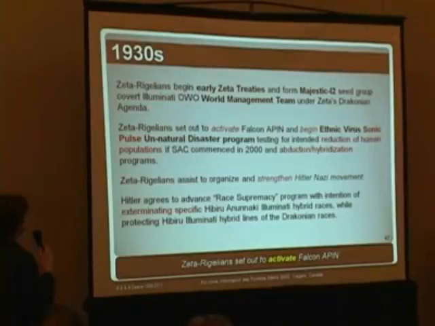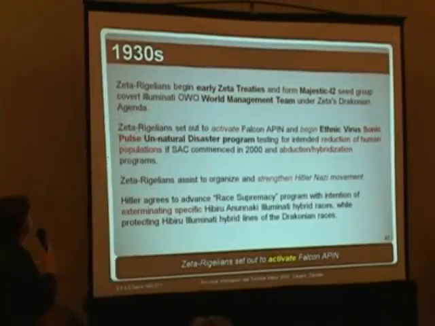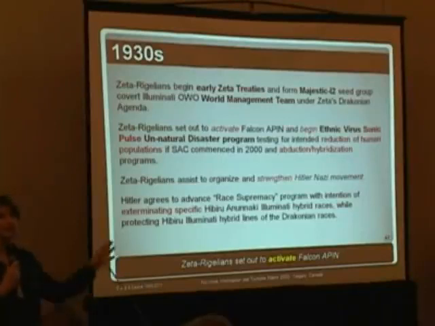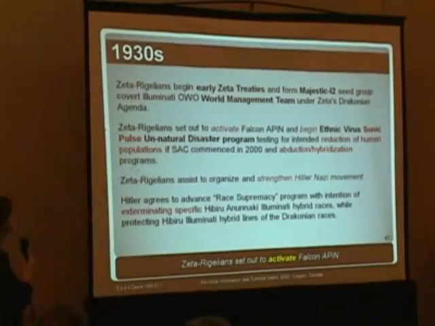So back in the 1930s, the early Zeta treaties, which are basically one world order dominion treaties, began and formed the Majestic 12 seed group, the covert Illuminati one world order management team, under the Zeta Draconian agenda. Now the MJ-12, I never knew what that was. I saw the movie Men in Black, and I think this is what they're referring to when they say Majestic 12, the Men in Black.